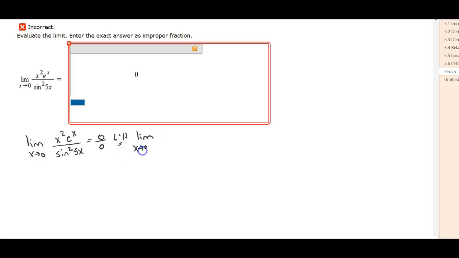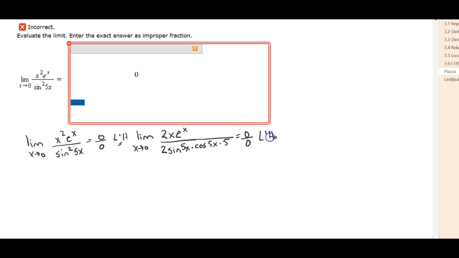L'Hopital's rule says that if the limit as x goes to 0 is in the form 0 over 0, I can take the derivative of the top and the derivative of the bottom. So I have 2x e to the x divided by 2 sine of 5x times cosine of 5x times 5. Here we have a chain rule: derivative of the outside evaluated at the inside times the derivative of the inside. If I plug in x goes to 0 again, I still get 0 over 0.